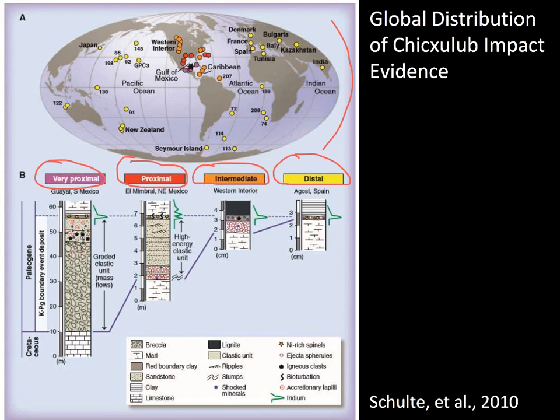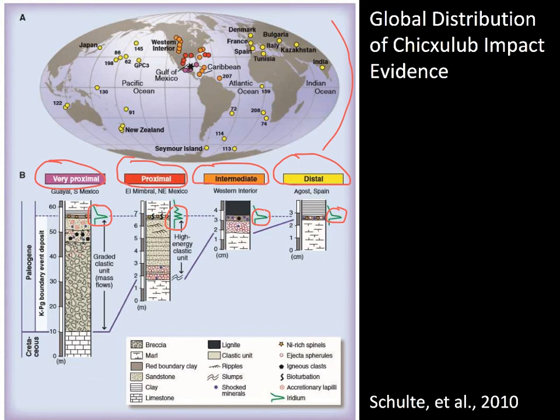And so let's examine those pieces of evidence a little bit more carefully. You can see that in all locations, distal, intermediate, proximal, and very proximal, a radical spike in iridium is present right at the KT boundary, and so that would be supporting evidence. What you can also see, and I think this is really neat, is that the other type of evidence, ejectospherules and shocked minerals, increase the closer you get to Chicxulub.